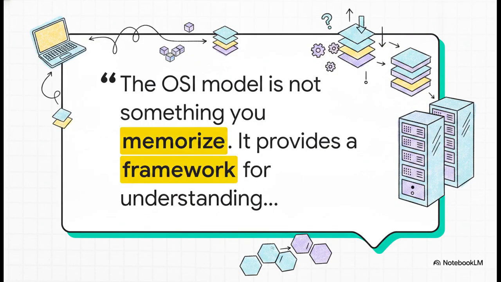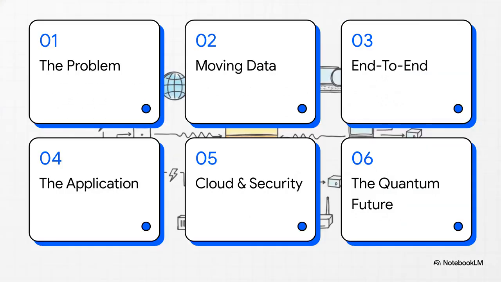As a senior engineer recently pointed out in our source materials, the real secret here is to stop memorizing layers and start understanding what specific problem each layer actually fixes. Seriously, take a deep breath and let go of the flashcards. Think of the OSI model as just a handy mental framework. It tracks how your data moves from your laptop all the way to some massive server farm and right back again.